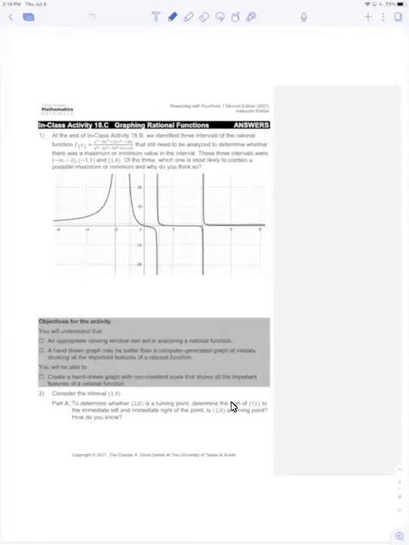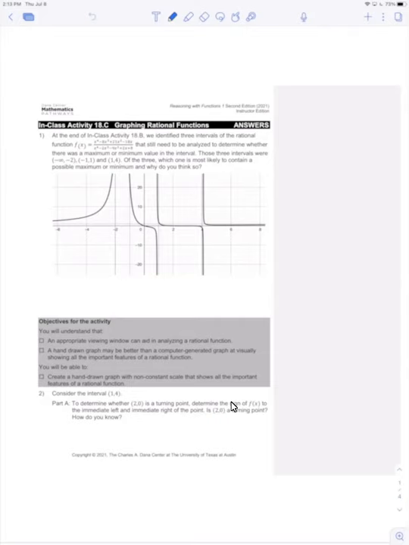2. Consider the interval 1 to 4. Part A. To determine whether 2, 0 is a turning point, determine the sign of f to the immediate left and the immediate right of the point. Is 2, 0 a turning point? How do you know? Well, let's go.